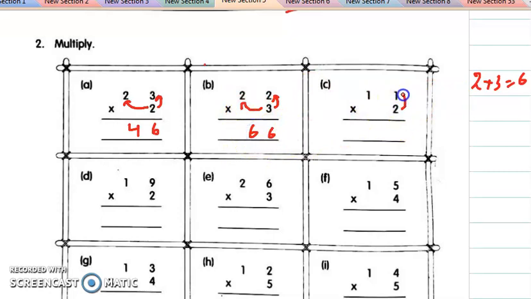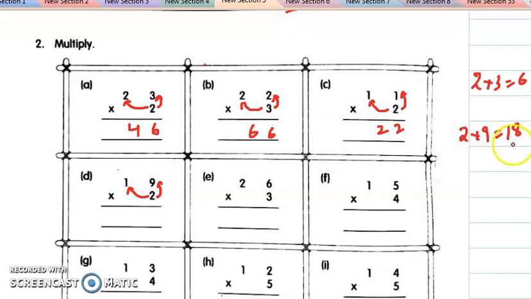Now first I will multiply 2 with 1 and this 2 with 1. So 2 times 1 is 2 and 2 times 1 is 2. Now 2 times 9. It means first I will multiply this with this, then this with this. If I take 2 times 9, it gives 18.